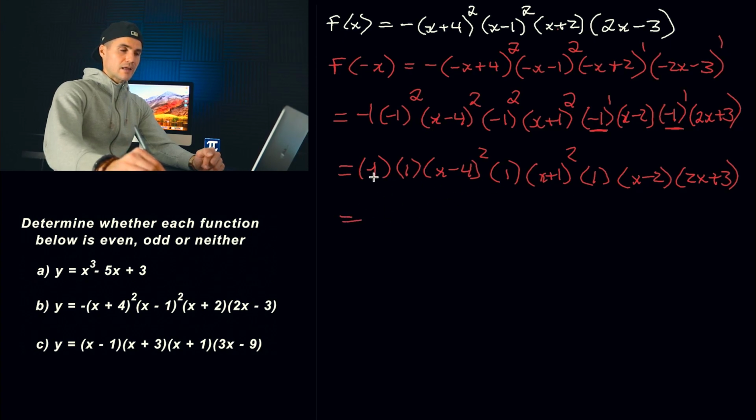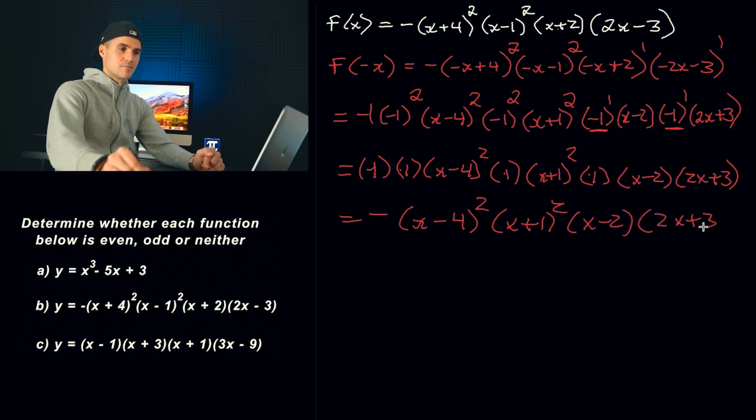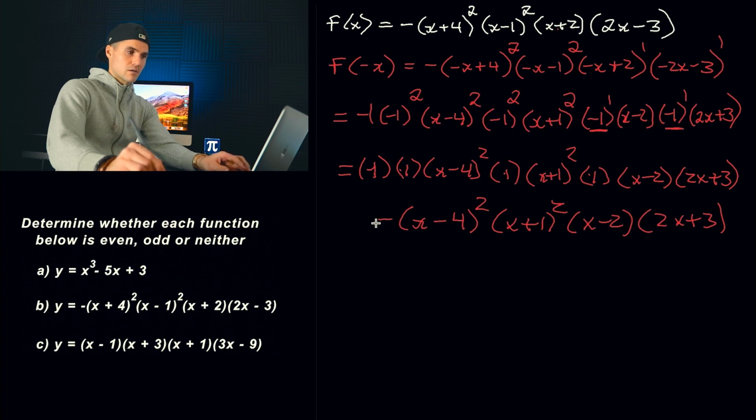So we'll have negative 1 times 1 times 1 times 1, which, because of this negative 1, gives us a negative right there. And then we're just left with our factors: x plus 1 squared, x minus 2, 2x plus 3, like that. Okay, and this final line, simplified polynomial, there should be a negative here. Don't forget that. This is basically our simplified expression for f of negative x.